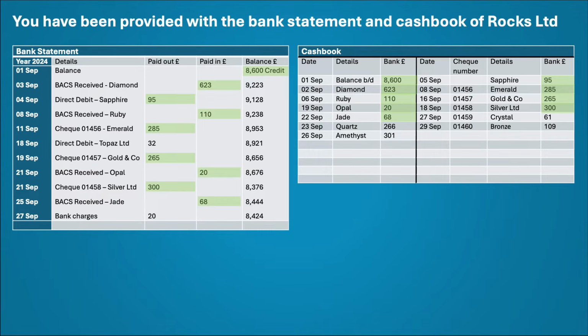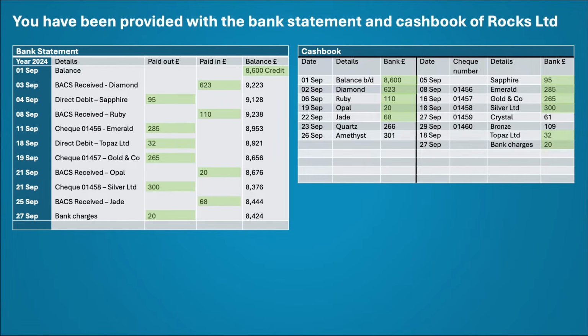Now, we'll come back to those, but this next step will involve entering in those transactions that are on the bank statement that have not been recorded within our cash book. So that would be the £32 direct debit for Topaz Limited and the bank charges of £20. So let's first fill out our direct debit for Topaz so we can add that in. There we go. And we can then add in the bank charges for £20.